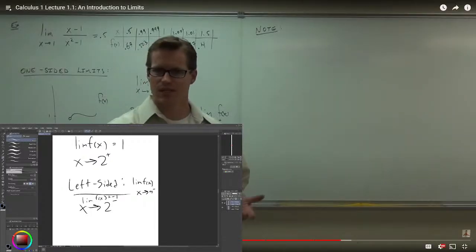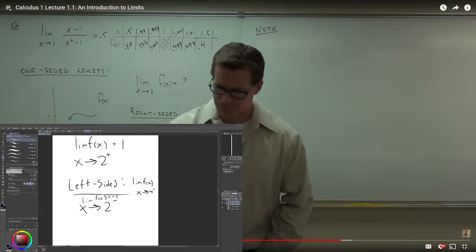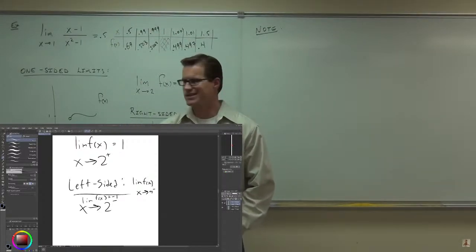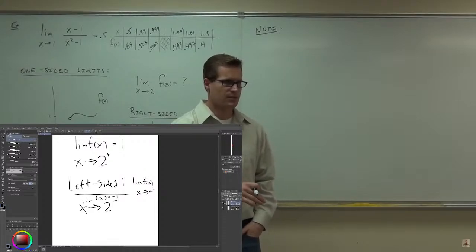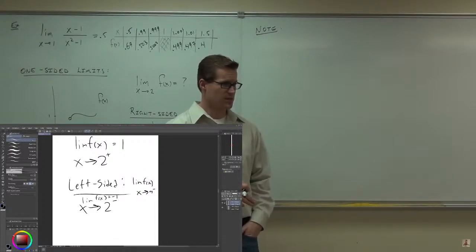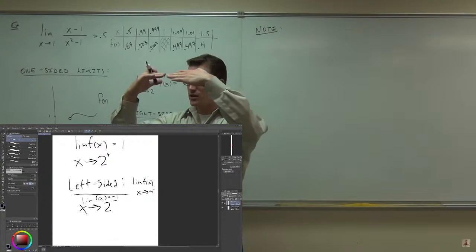Here's a little note for you. In order for a limit to exist at a point, the left side limit must equal the right side limit. If it doesn't, then the limit doesn't exist. Does that make sense to you? It's got to go to the same place, otherwise the limit doesn't exist.